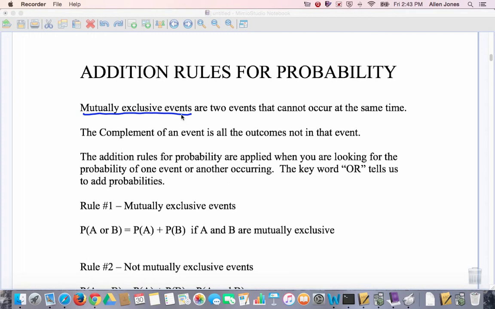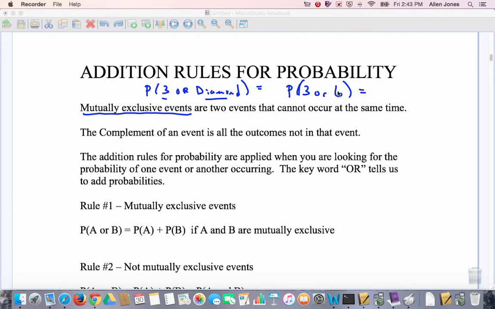In one of our previous questions, it asked us to find the probability of a 3 or a diamond. Well, it's possible in a deck of cards to have a card that meets both criteria. It could be a 3 and it could be a diamond. Okay, so those two events are not mutually exclusive. Whereas we can find the probability of a card being a 3 or that card being a 6. In this case, a card's not going to be a 3 and a 6 at the same time. It's either one or the other. So these two events are mutually exclusive.